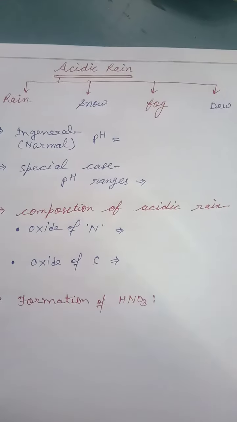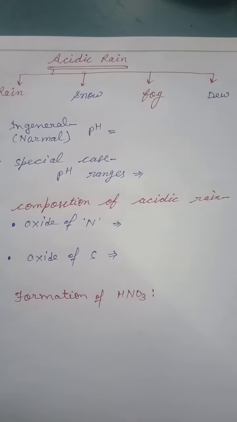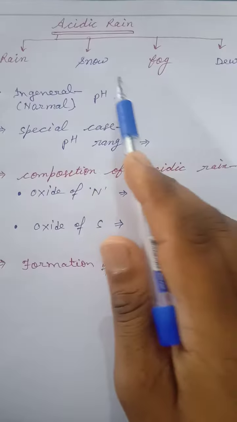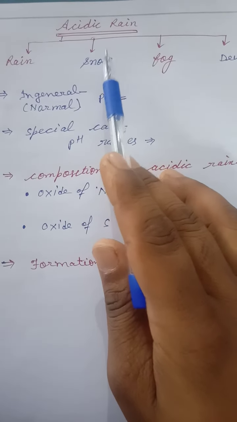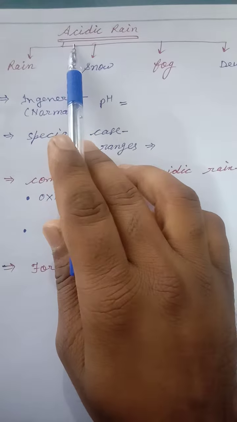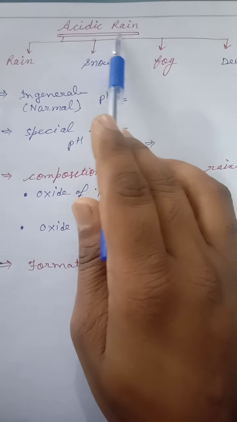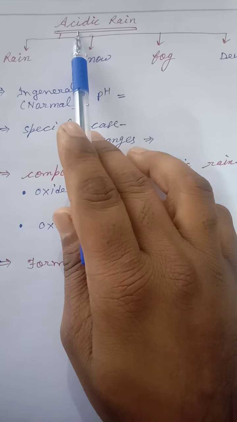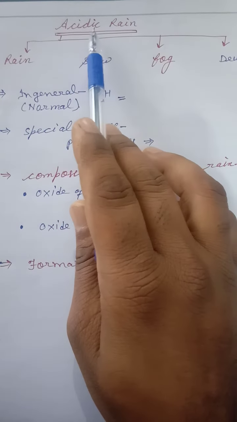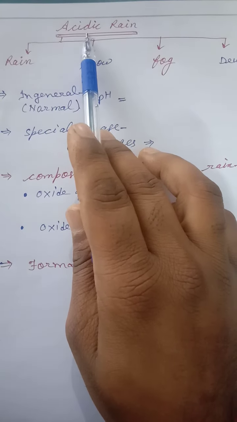Good morning, students. Today I am going to explain the topic acid rain. By name you can tell that it is rainwater which is acidic in nature. But one question is there: how does rainwater become acidic?